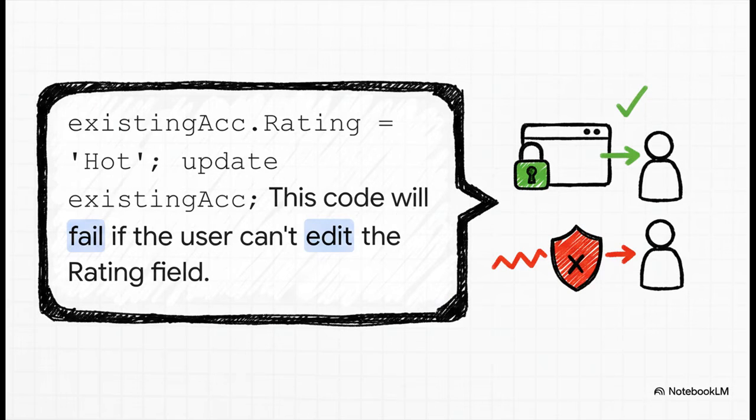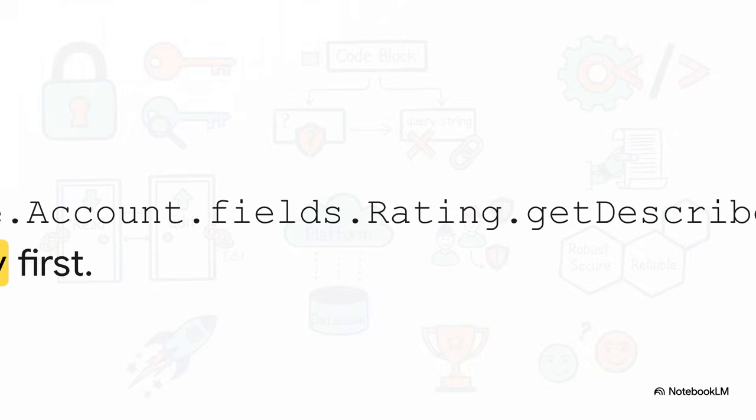And it's the exact same story when we're writing data, not just reading it. This code here just assumes that the user has permission to edit the rating field. If they have read-only access or no access at all, that update statement is going to fail hard. So, you guessed it, the solution is to ask for permission first. We just wrap our logic in a simple if statement, but this time we use the isUpdatable method. This is our code checking its keychain for that edit key before it tries to change anything.